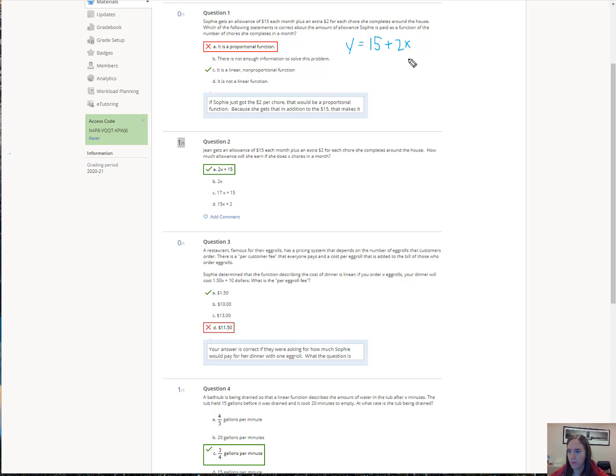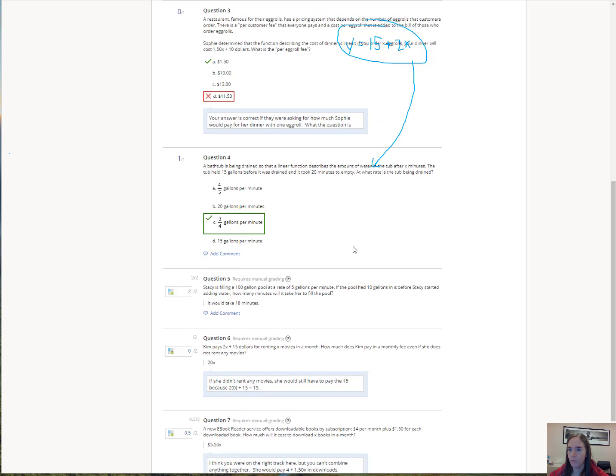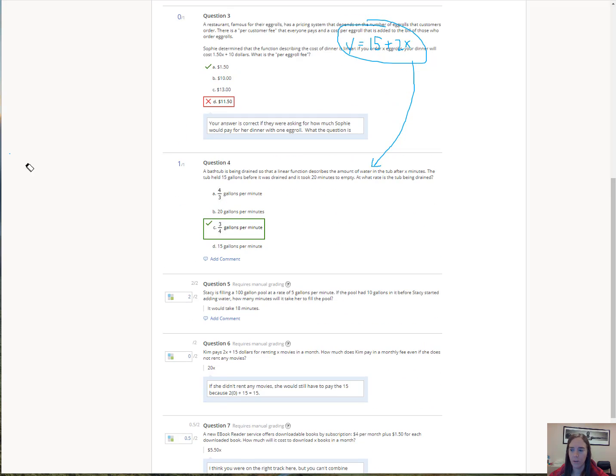For this one, this is basically the same problem, you're just writing the equation. So this equation right here that I wrote, it would go down there because that's what it's talking about. Different name, it's Jean this time, but it's the same problem. Okay, so moving down to question 3.